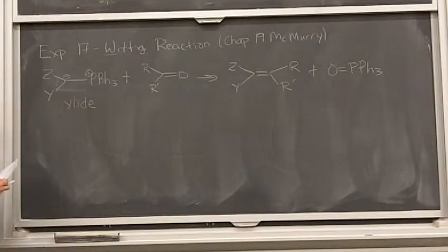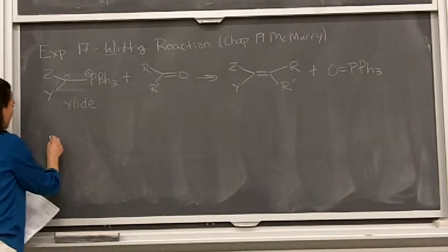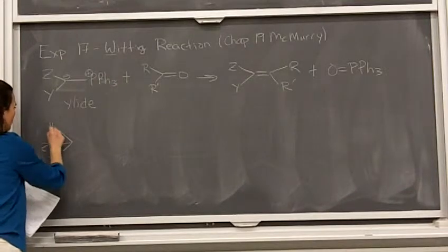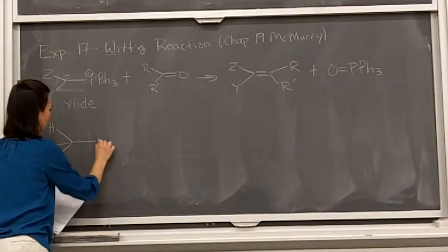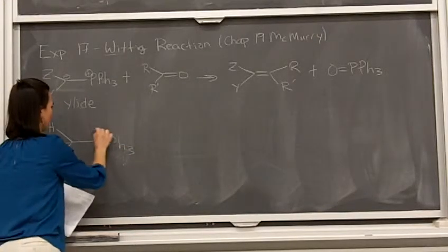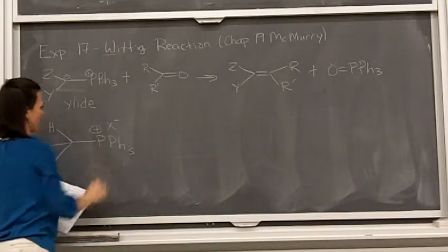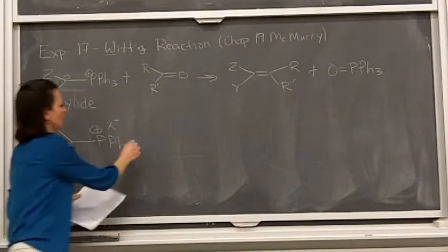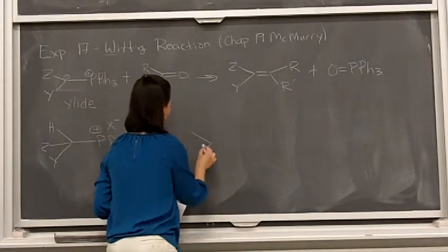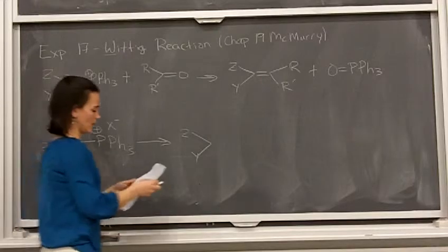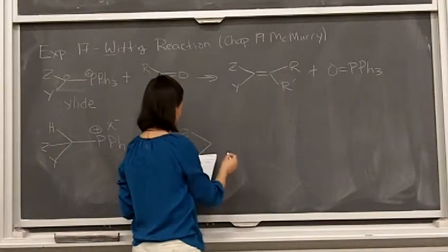Now, what you can do to form the ylid is actually start with a salt. And so if you make the triphenylphosphine salt, this is the positive charge, and the counter ion has the negative charge. And then you react this with a base, then you can form the ylid. And so that's what we're actually going to do this week, is start with a salt and then make the ylid before we go on and react it with the aldehyde.